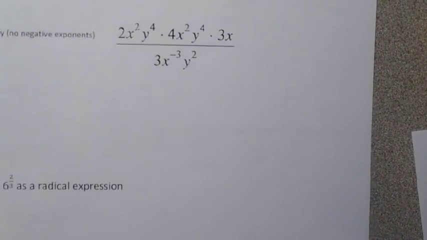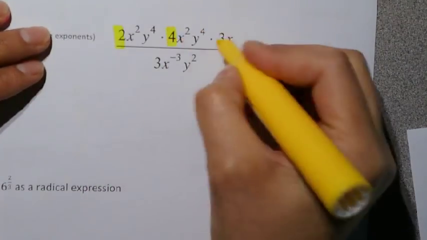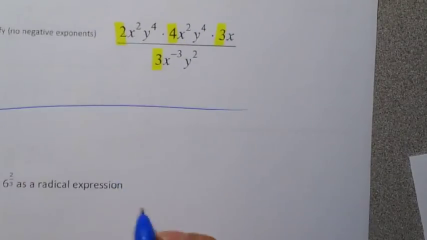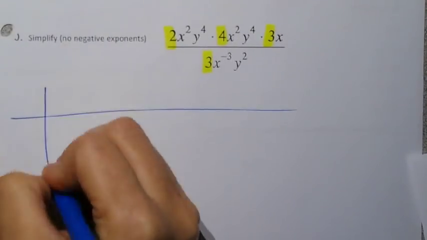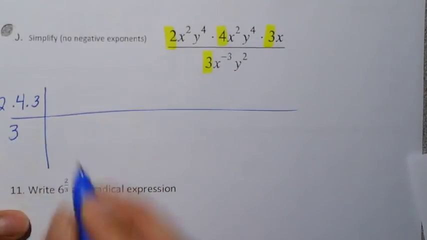Okay, so now let's do number 10. So number 10 is very similar. You get all the numbers. There's no powers here, so we're just going straight to rearranging. So the numbers, I have 2 times 4 times 3, and then 3 in the denominator.